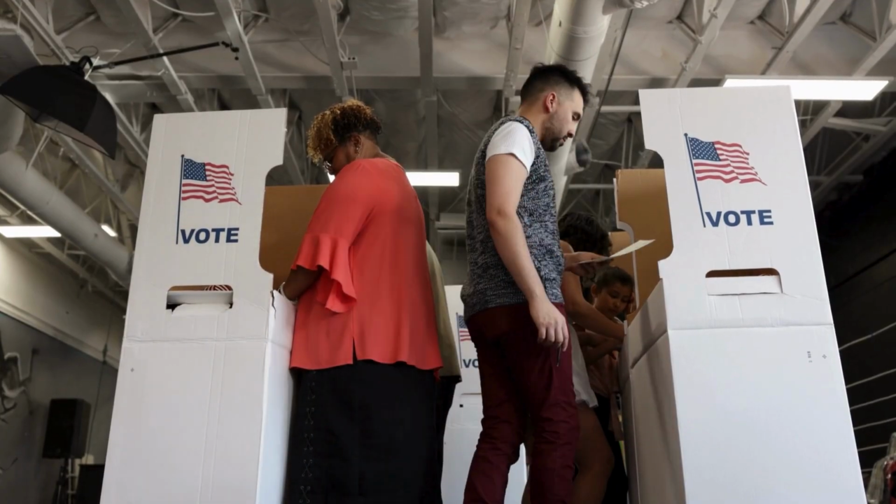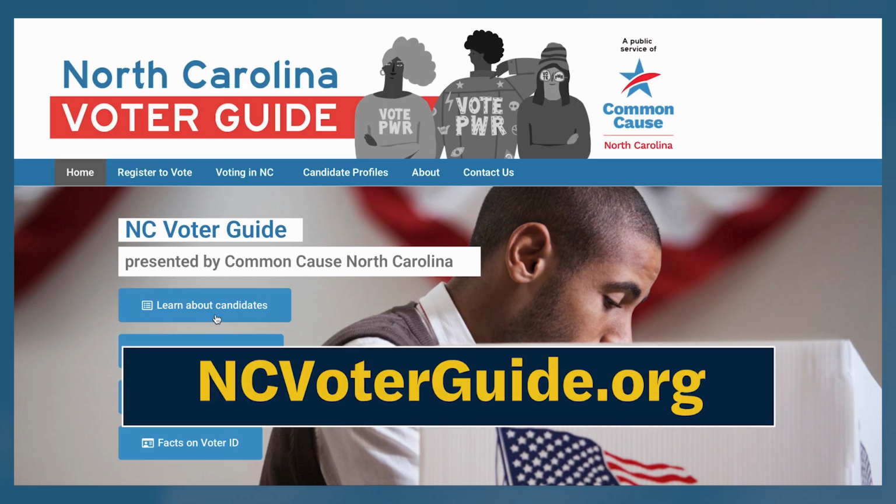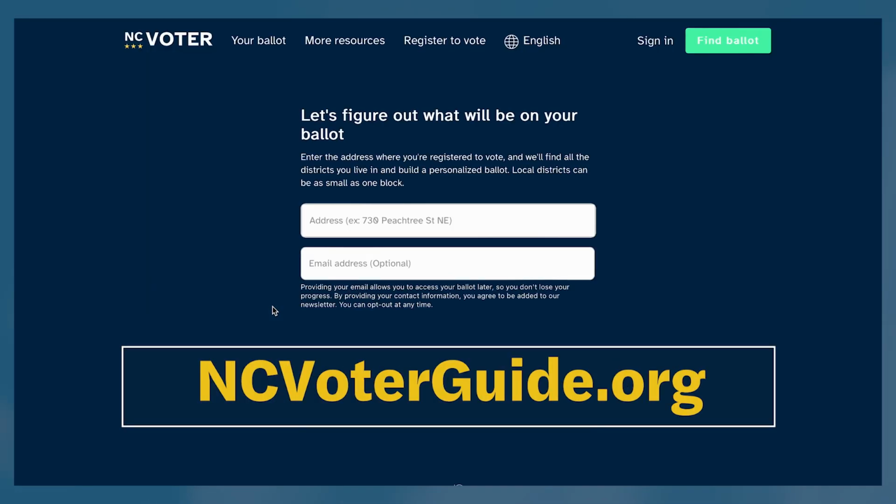We've made it easy to learn about who's on your ballot this primary election. Just go to ncvoterguide.org and click the link near the top of the page. Then enter your address to see info about the candidates and where they stand on important issues that matter to you.